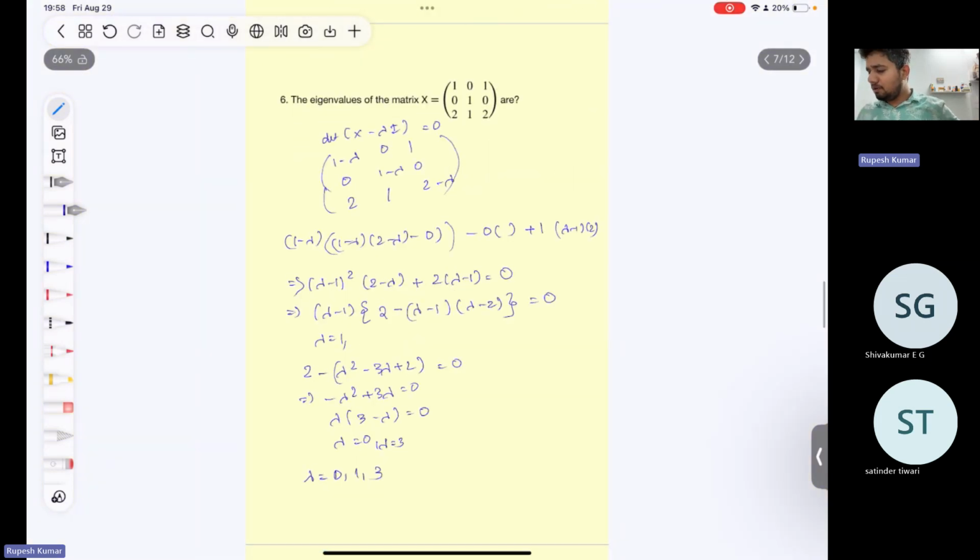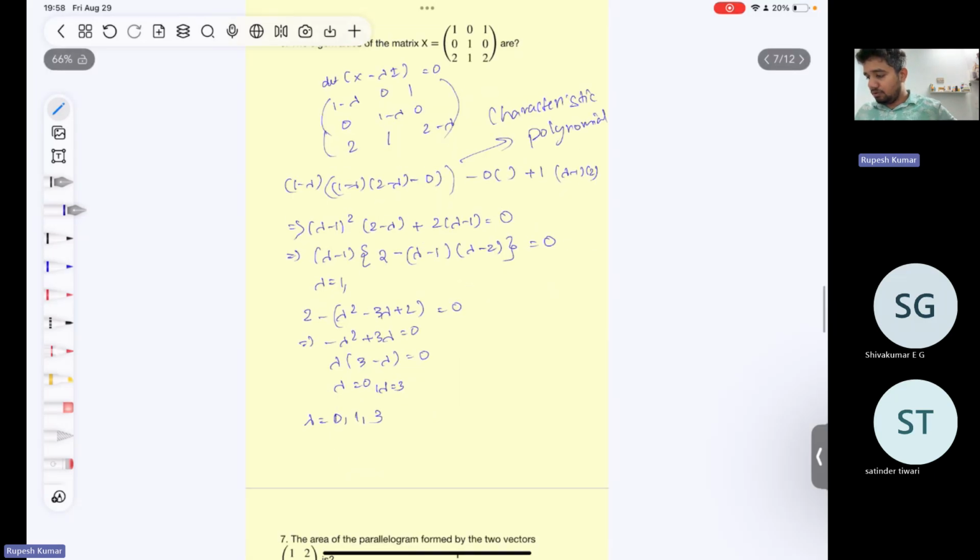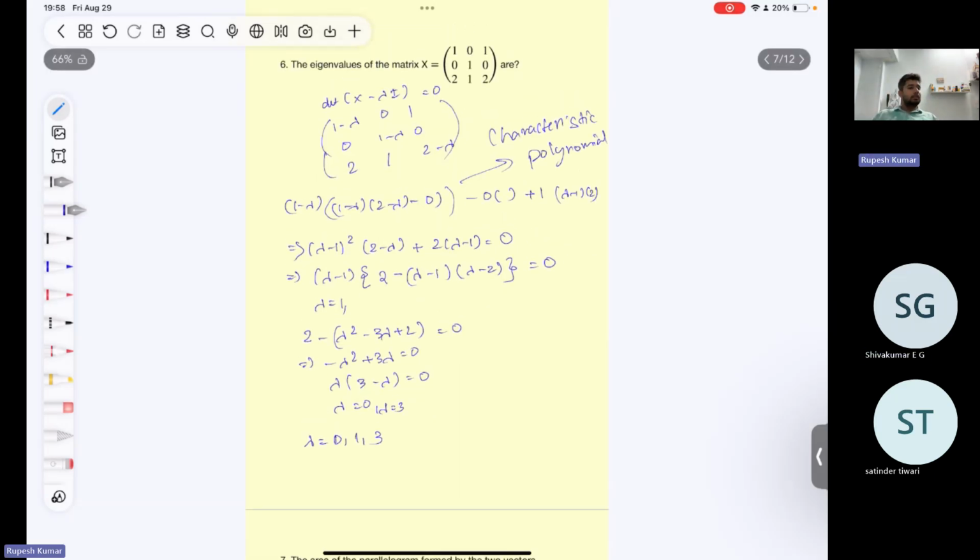This was a very simple problem. You just need to figure out how to find the characteristic polynomial, right? If you are able to write down the characteristic polynomial, you can find the roots of that polynomial. Is this clear, everyone?